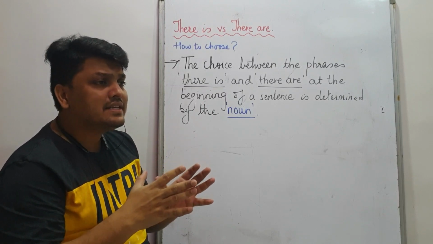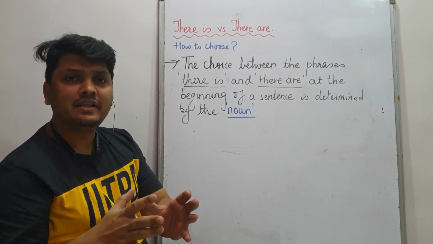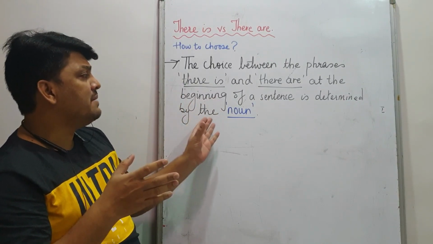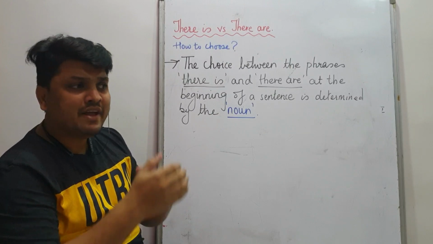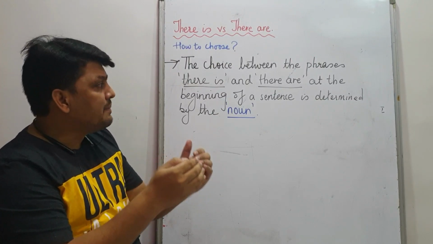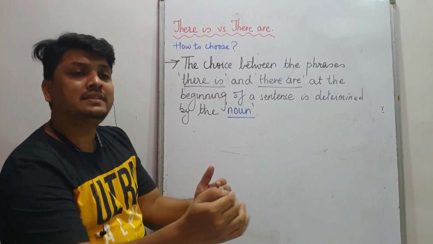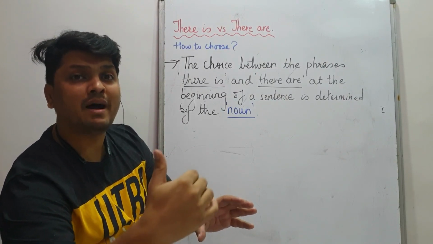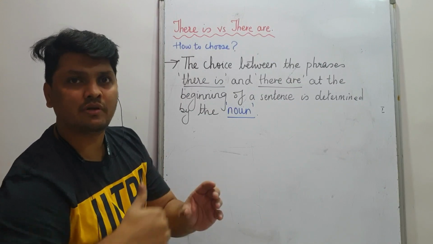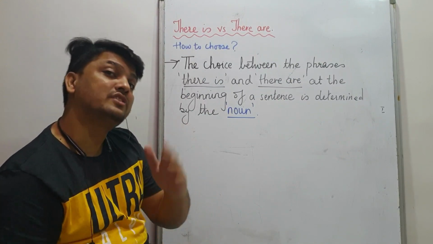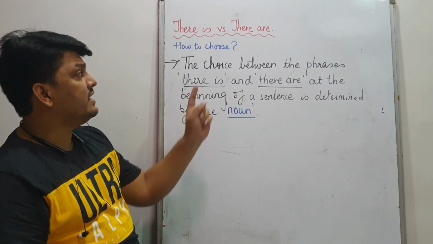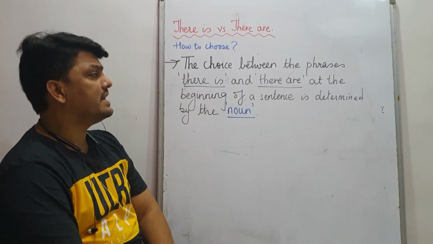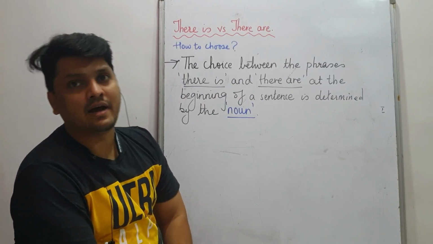Students, there is and there are are phrases which are determined by the noun. When it starts at the beginning of the sentence, it tells us about the noun. Whatever is going to come after there is will be a noun, and what comes after there are is also a noun. That is why I have written here: the choice between the phrases there is and there are at the beginning of a sentence is determined by the noun.